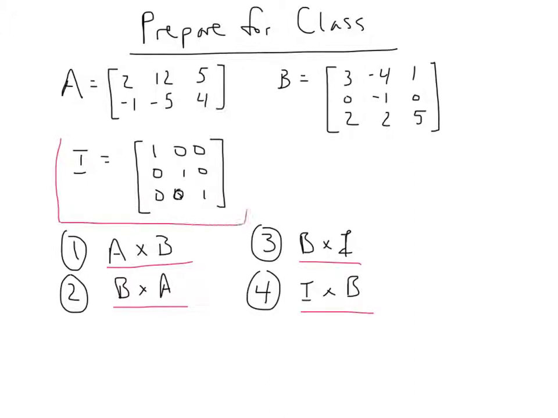And it turns out this matrix I here is a very special matrix in terms of matrix multiplication. And once you've completed problems 3 and 4, you should see why.